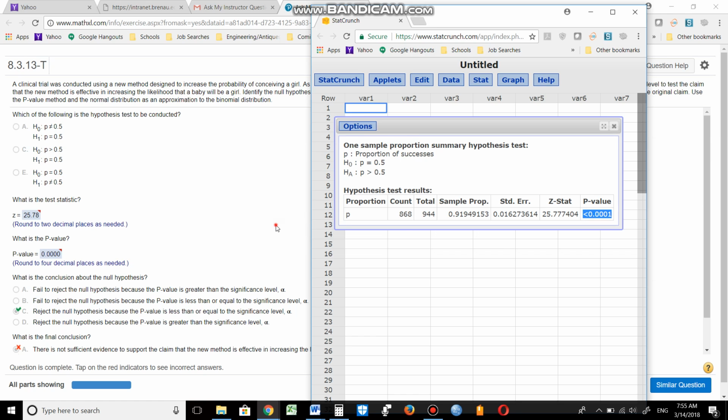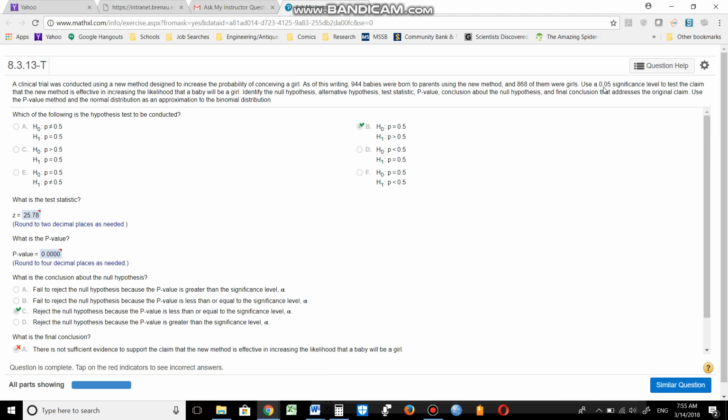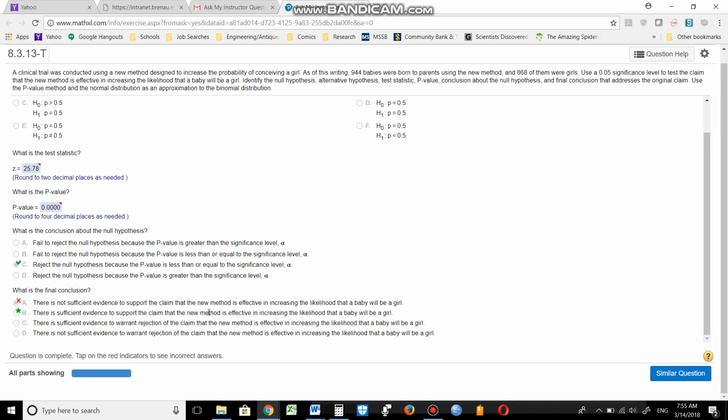So since the p-value is very, very small, i.e. smaller than 0.05, we will reject the null hypothesis. And therefore there is sufficient evidence to support the claim. And it turns out there's actually very, very strong, compelling evidence to support the claim because the p-value is so very small. Thank you.